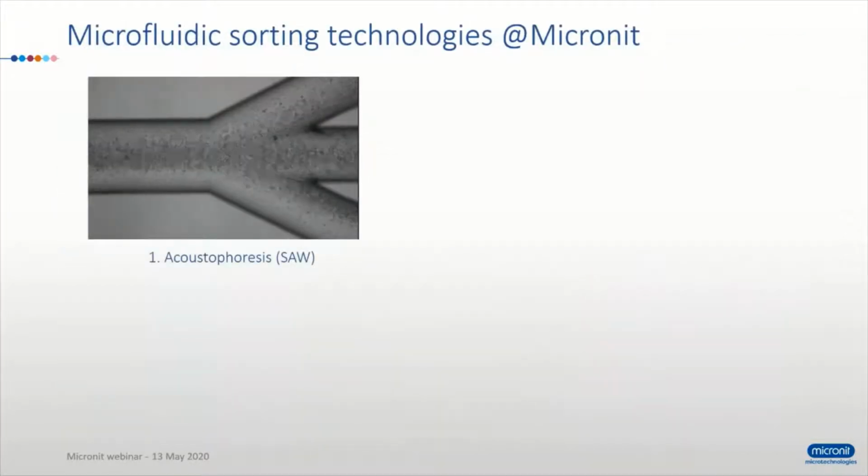Then let's look at the sorting technologies that we offer at Micronit, or I should say that we are working with together with our customers and design chips around. The first technology I'd like to address is acoustophoresis, also known as SAW, surface acoustic waves, a powerful technology where external acoustic force is applied to a microfluidic channel in order to concentrate cells or to sort cells, if you will. And you can see in the video what is happening.